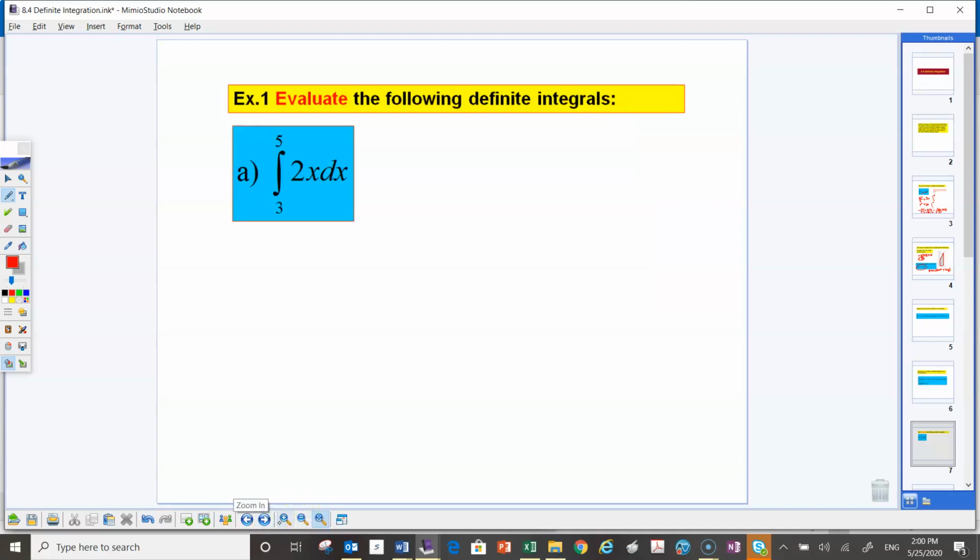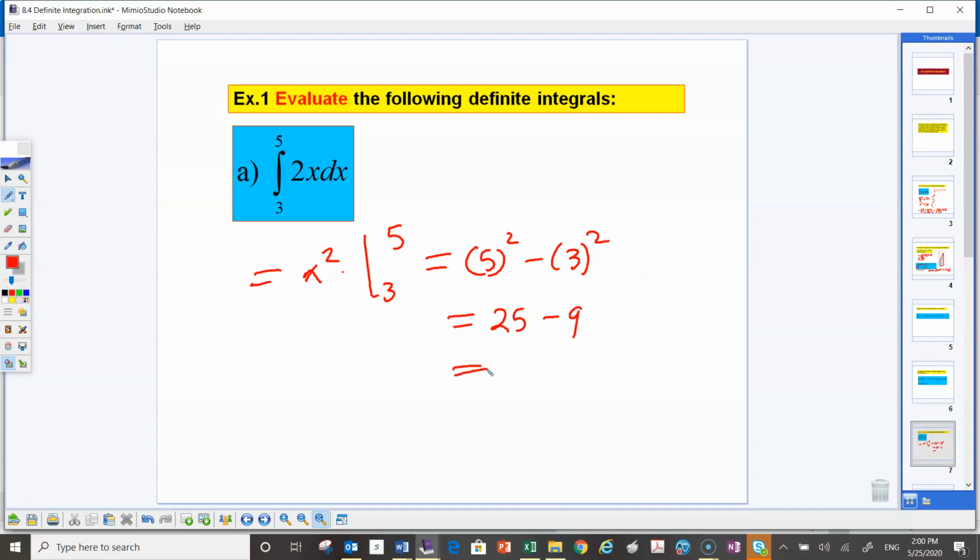So let's try this one. This is a very simple one. The integral of 2x is x squared, going from 3 to 5. So I plug the 5 in, plug the 3 in, 25 minus 9. This integral is going to be 16.